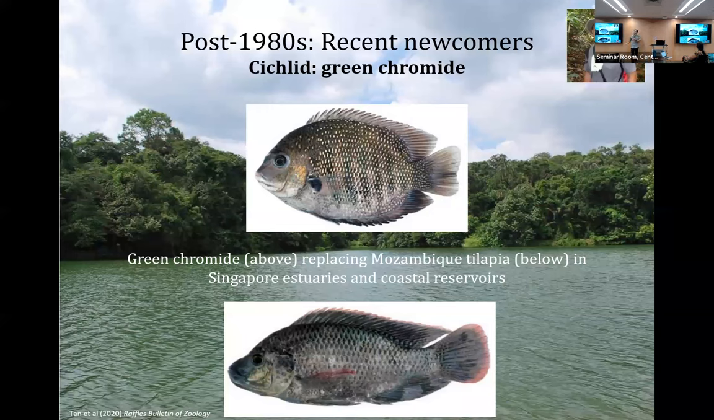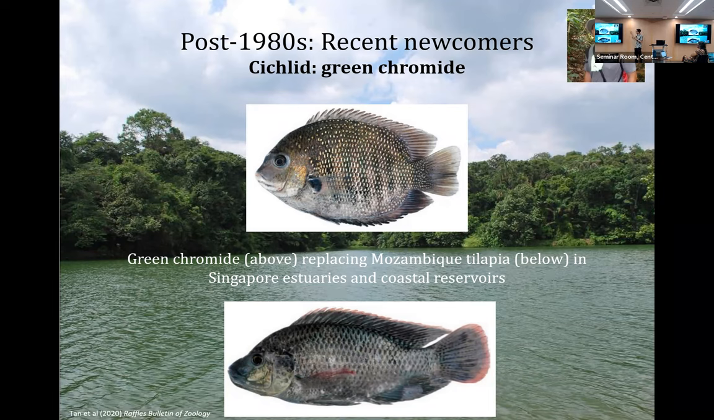Interestingly, even within non-native species that are brought in, there can be stories of turnover. The lower one is the Mozambique tilapia. This was a cichlid that was introduced during the Second World War, during the Japanese occupation, for food. And then it's been established in Singapore for a long time. Established means they're here, they're breeding here, in certain habitats. But in the 80s, this interesting species was brought into Singapore, possibly through the food trade. This is also a cichlid, but this species, the green chromide, is actually from India and Sri Lanka.